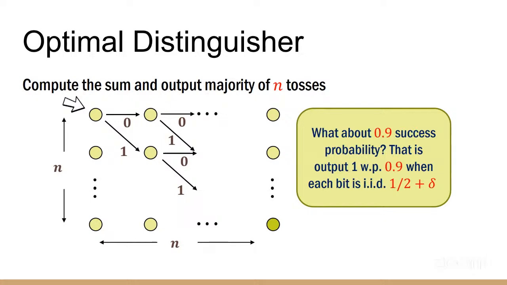That is, if it is biased towards 1. So now the randomness comes in. What does success probability mean? If each bit x1 to xn is biased towards 1 with probability half plus delta, then with probability 0.9, in the end I should reach an accept state. So this is the definition of success probability. Any questions?